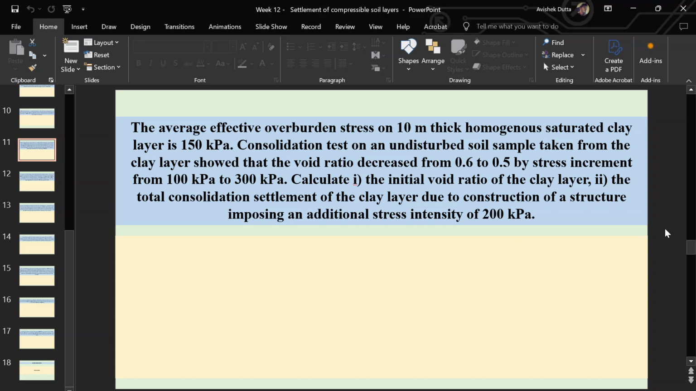I repeat the question. The average effective overburden stress on a 10-meter thick homogeneous saturated clay layer is 150 kilopascal. Consolidation test on an undisturbed soil sample taken from the clay layer showed that the void ratio decreased from 0.6 to 0.5 by stress increment from 100 kilopascal to 300 kilopascal. Calculate number 1, the initial void ratio of the clay layer, and number 2, the total consolidation settlement of the clay layer due to construction of a structure imposing an additional stress intensity of 200 kilopascal. Okay. Next question.